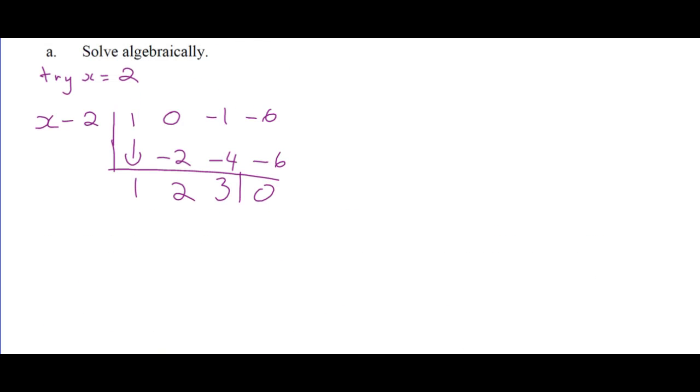Okay, but wait, we're not done yet. So what have we got? We know that x minus 2 times x squared minus 2x plus 3 is equal to 0. I need two numbers that multiply to 3 and add up to 2. That's going to be tough to find, because the only numbers that multiply to 3 are 1 and 3. Oh, it's plus 2. Okay, two numbers that multiply to 3 and add to 2. Still can't find them.